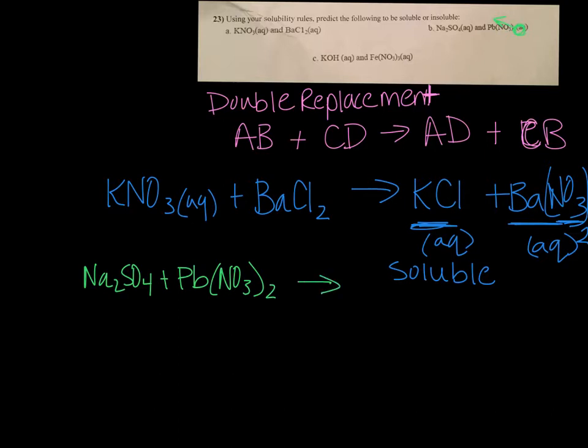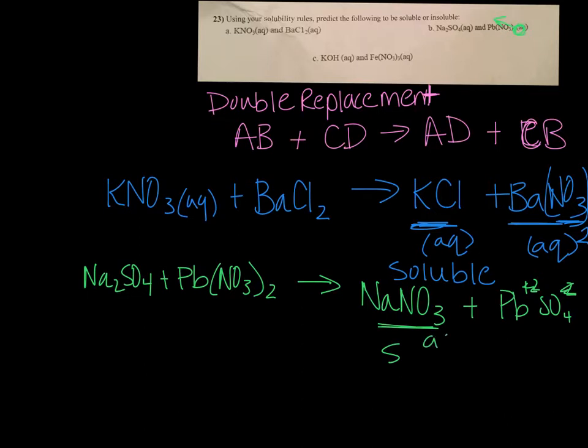We're going to swap partners, so now I have sodium nitrate plus lead. Don't forget he's a +2, sulfate is a -2, so these guys cancel out. So we just say PbSO4. All right, so this one is a nitrate rule, so this is definitely soluble. Oops, let me go ahead and put aqueous here. And over here we have lead sulfate.